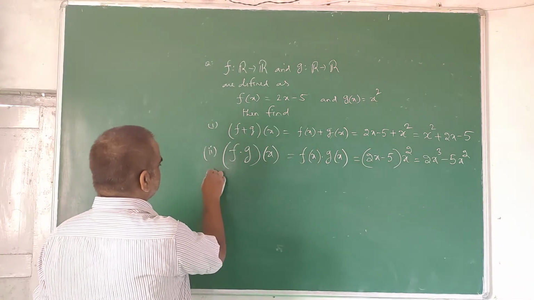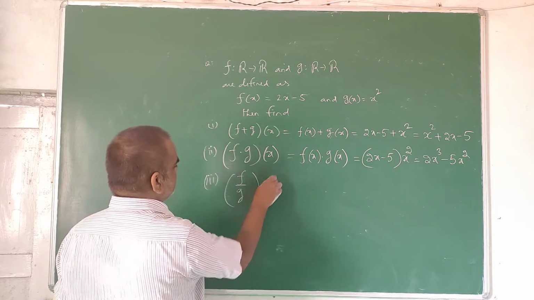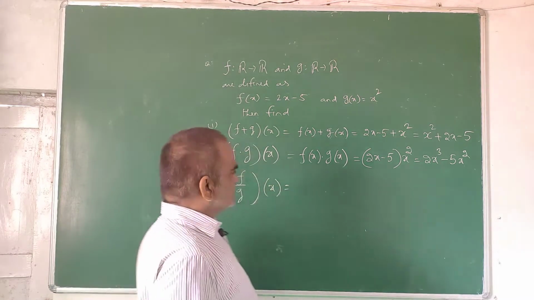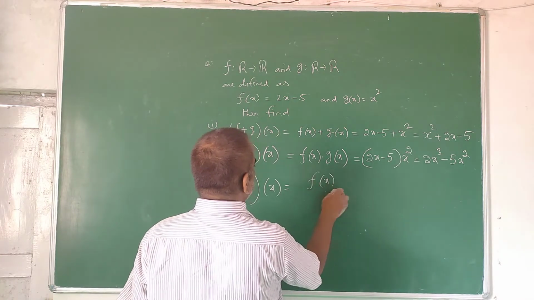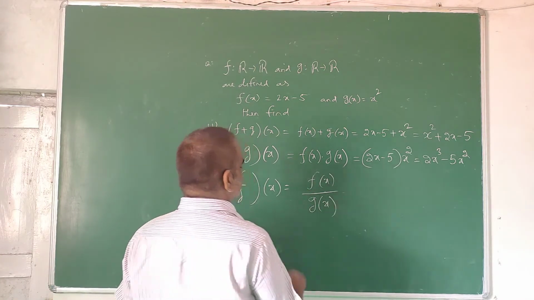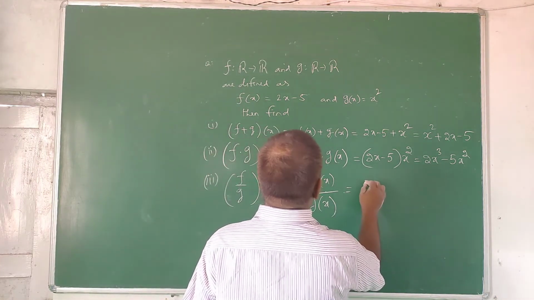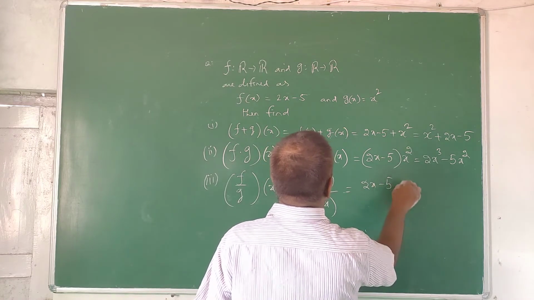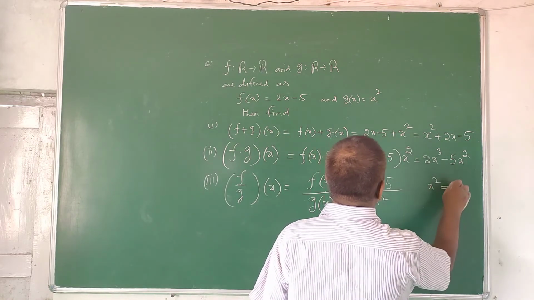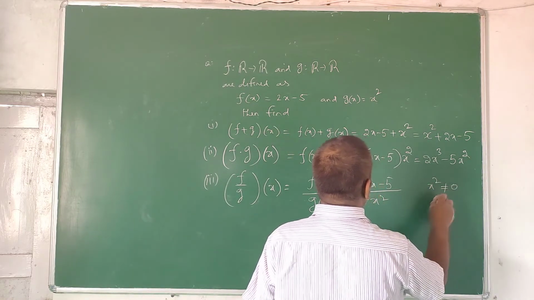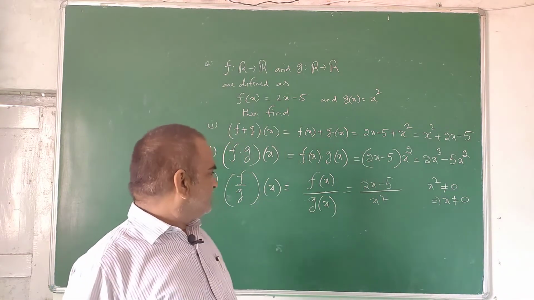Coming to the next, f by g of x, which is equal to f of x by g of x. That g of x should not be 0 here. So what is f of x? 2x minus 5, by g of x, which is x square. Here x square should not be 0. That means x should not be 0. This is the most important point.